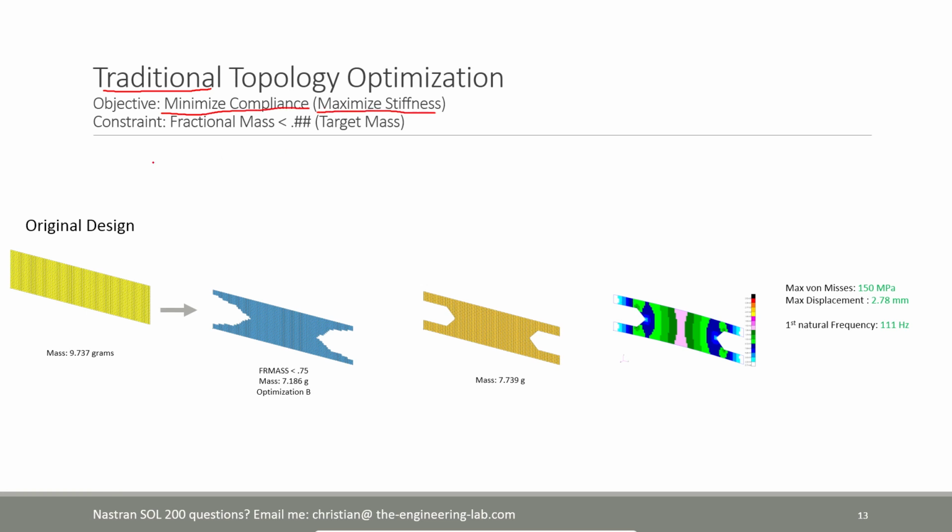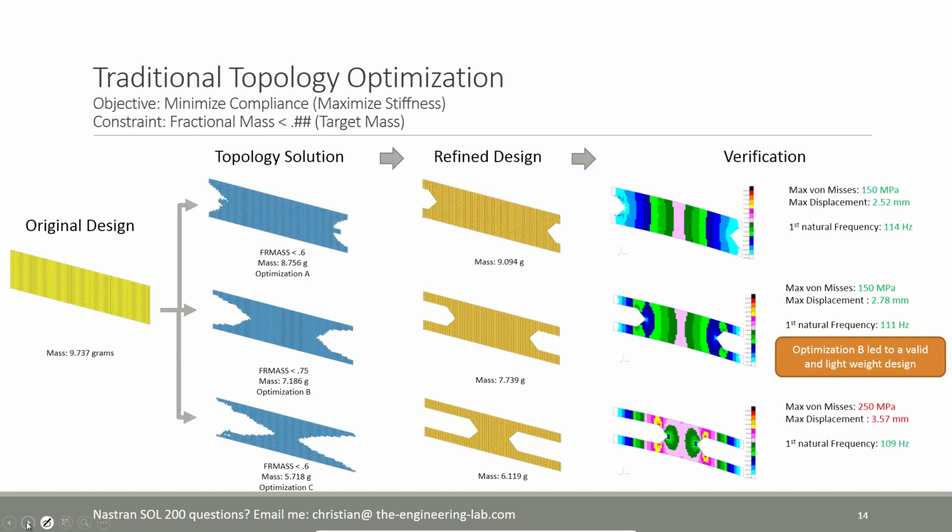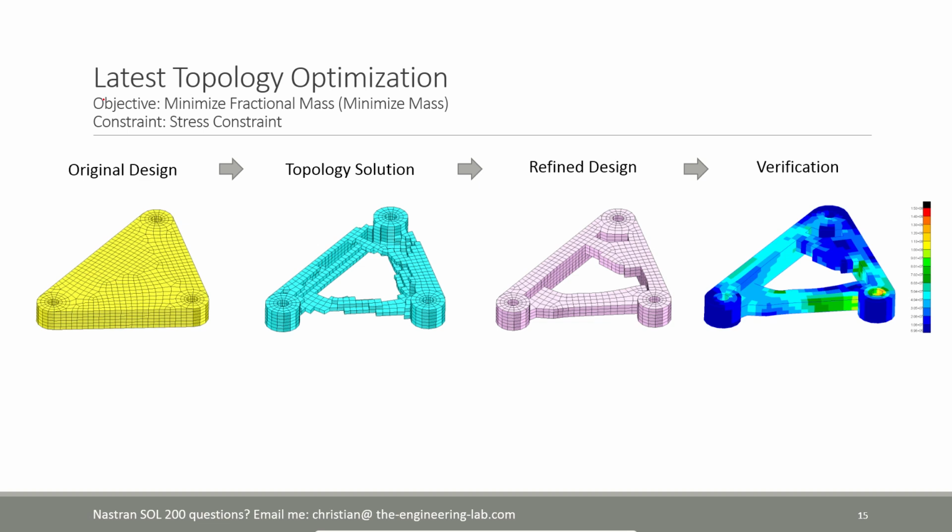You maximize stiffness. For the constraint, you specify a fractional mass, so you're saying that the final design has to be less than 0.7. So here it'd probably be 70%. Or you could specify 0.4, which would be 40% target mass. We're using the latest topology optimization method.